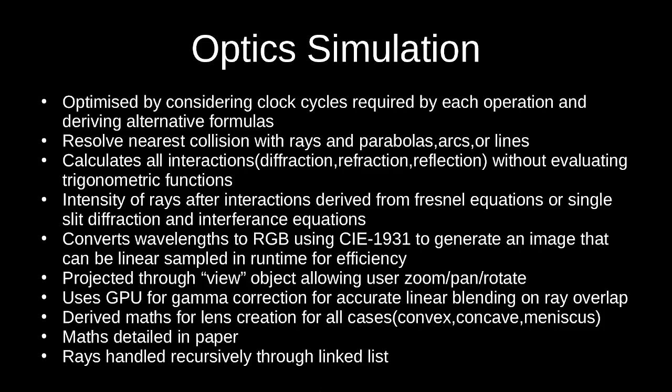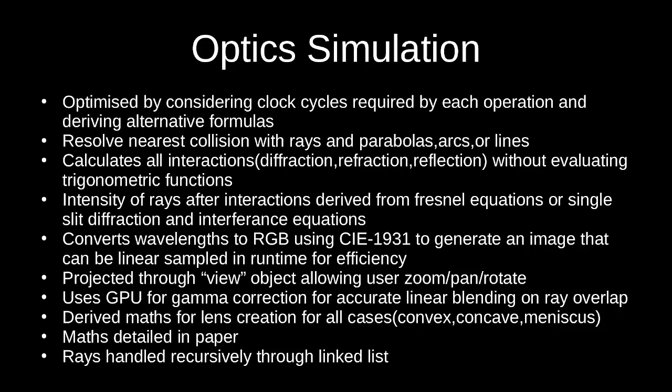Then also, I do things like finding the intensity of rays after the interactions. These are using Fresnel equations or single slit diffraction interference equations. So light can have an intensity of reflection or diffraction similar to what it would have in real life. I also have to convert wavelengths to RGB. I use the CIE 1931 color space to do this, and I wrote more detail in my paper on this, talking also about a mathematical model of color perception.